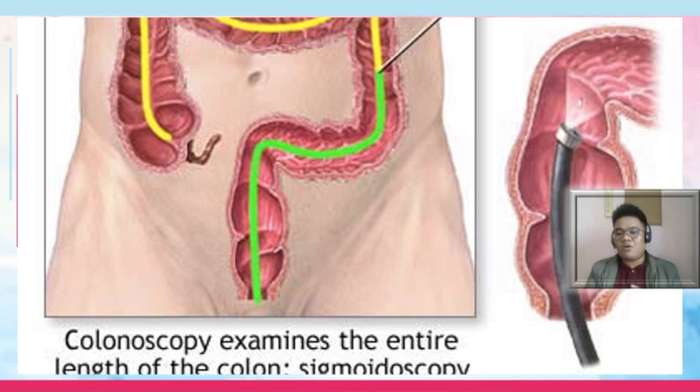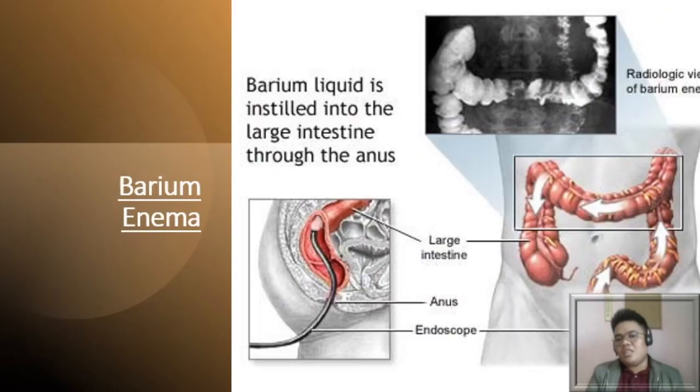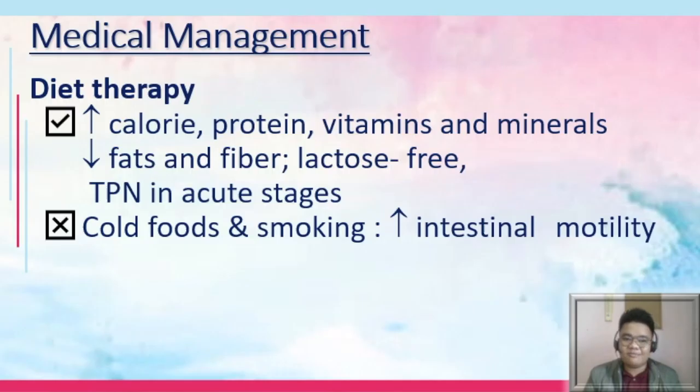Now, this is how a colonoscope would examine your large intestines. As you can see, the colonoscope could only reach up to your ascending colon for that matter. Then, this is how a barium enema would be done, wherein a barium liquid is instilled into the large intestine through the anus. And then it aids in visualization of the large intestinal contents.